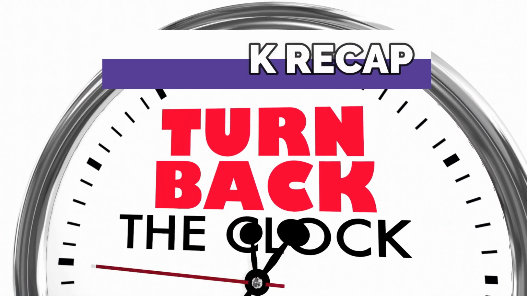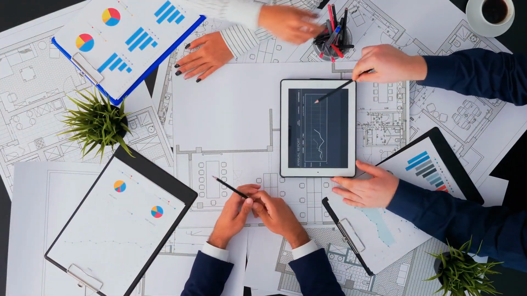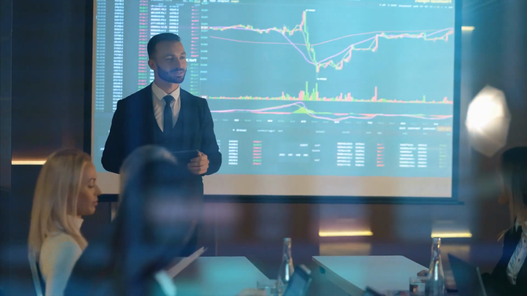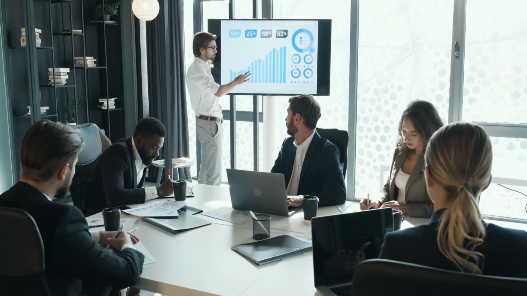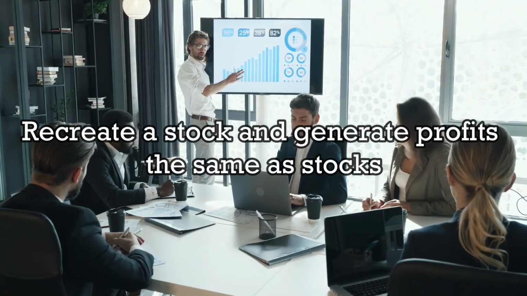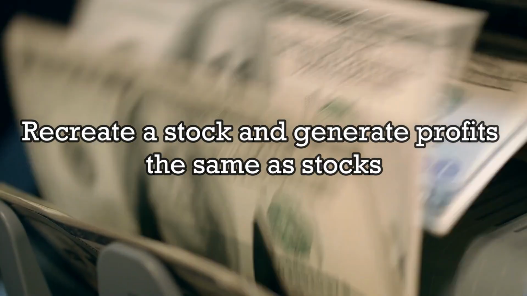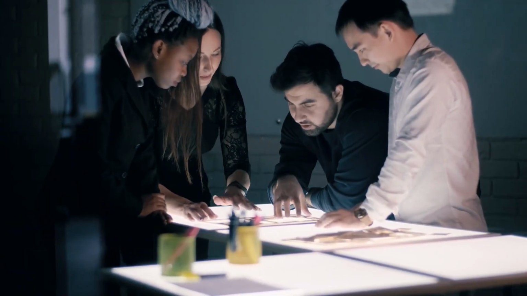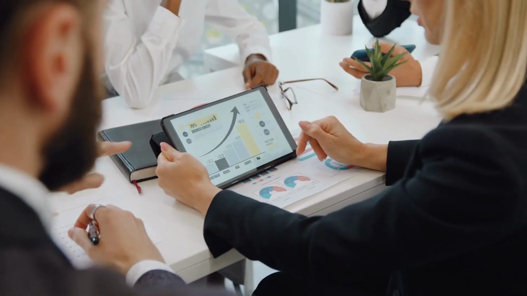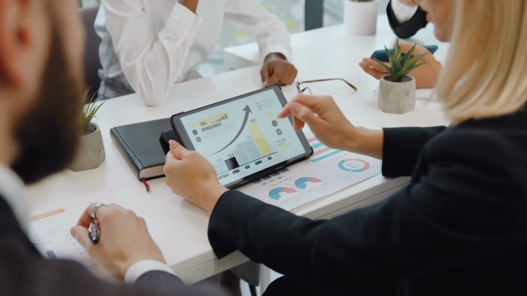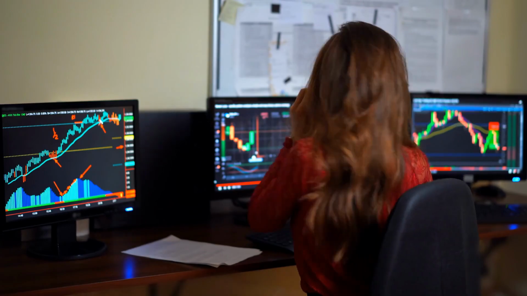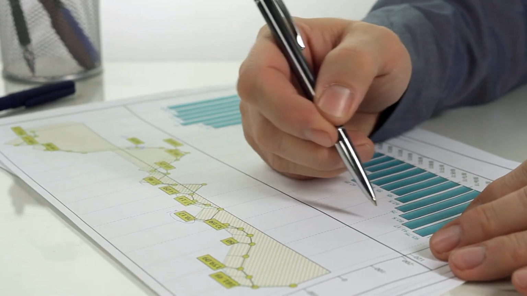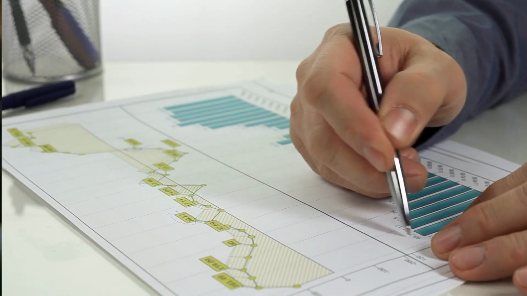A quick recap. Finally, let's do a little recap and recall what we've learned so far about synthetic stocks. First, synthetic stocks are a decentralized option formed through the combination of a number of different assets. The purpose of a synthetic stock is to effectively recreate a stock and generate profits the same as stocks. Keep in mind that synthetic stocks can get a little tricky to make, which is why in order to tell if it's achieving the same characteristics as a traditional stock, one must accurately graph and record it until it shows a similarity to the straight line relationship that a stock has.